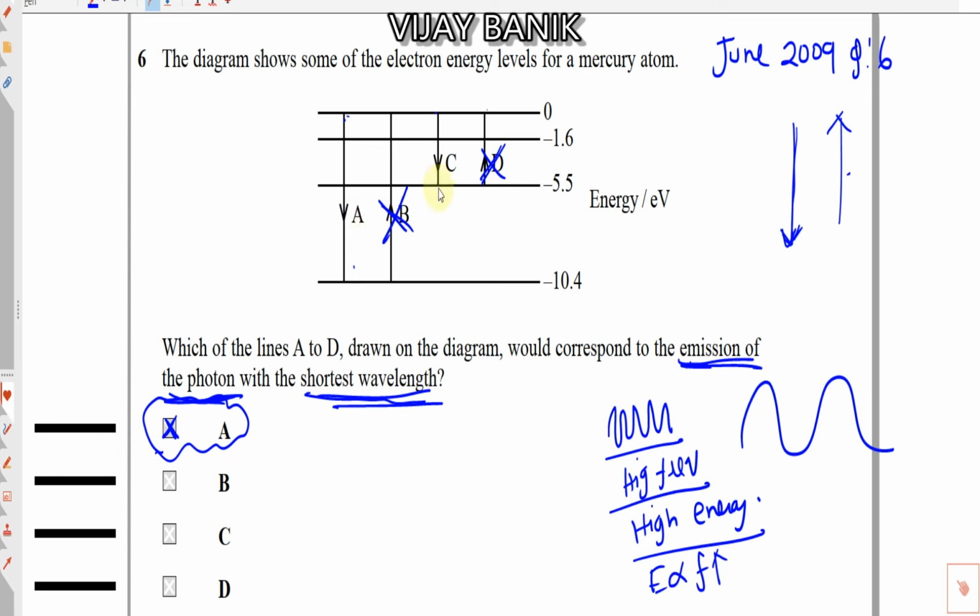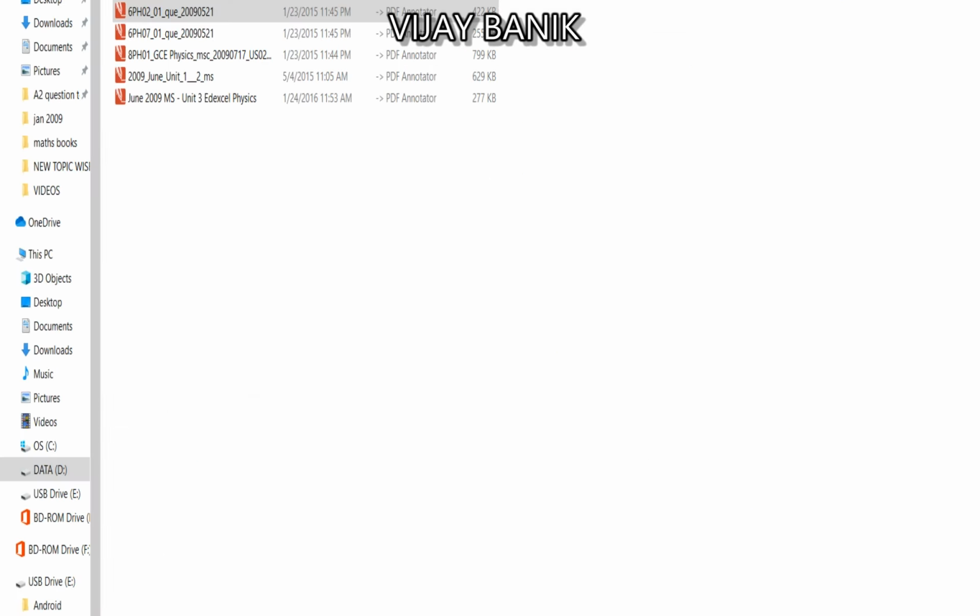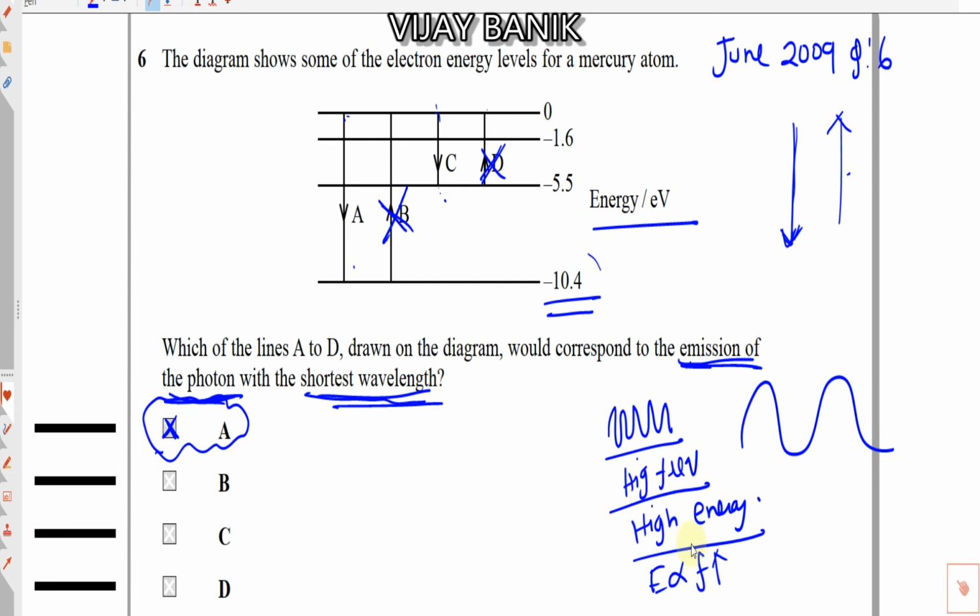So you can see C has an energy difference of 5.5 electron volt, but A has an energy difference of 10.4 electron volt. So its energy is high. Therefore, its frequency is also going to be high. Now we will go to the next question after this.